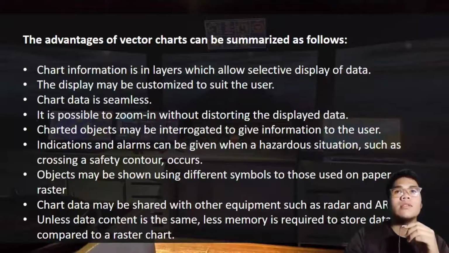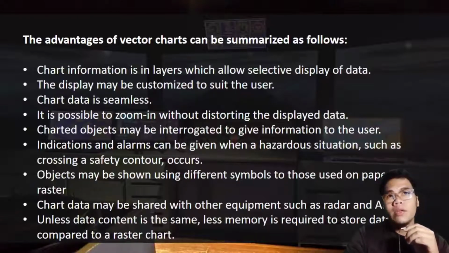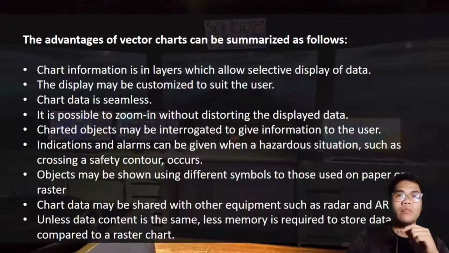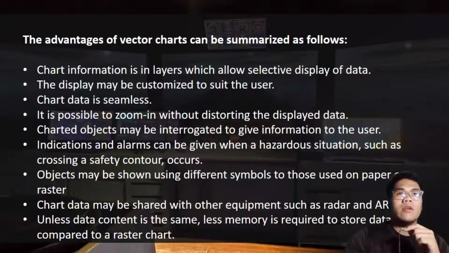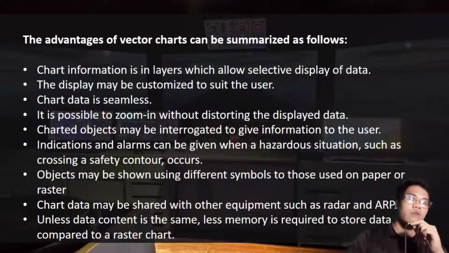Chart data is seamless. It is possible to zoom in without distorting the displayed data. So we can zoom in without sacrificing the image or the quality of the chart. Charted objects may be interrogated to give information to the user. So each symbol we can interrogate, for example, we can right click to show more information about that symbol. So it is far different, far opposite of the raster chart.